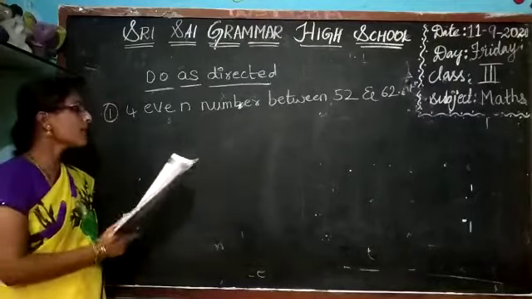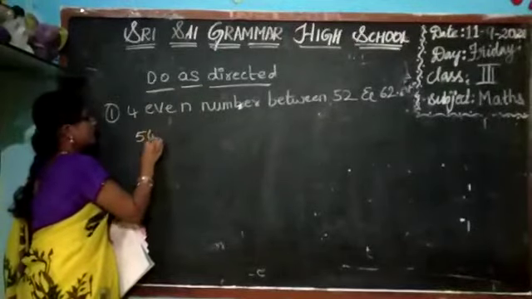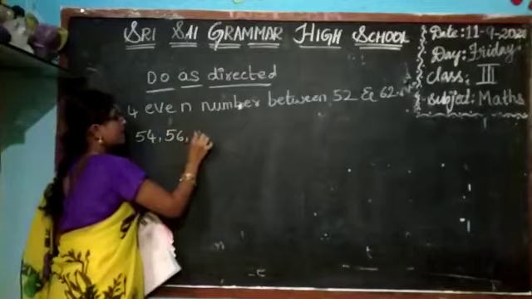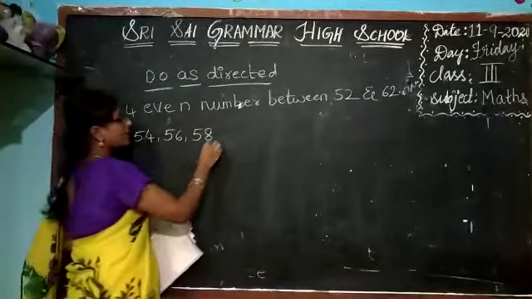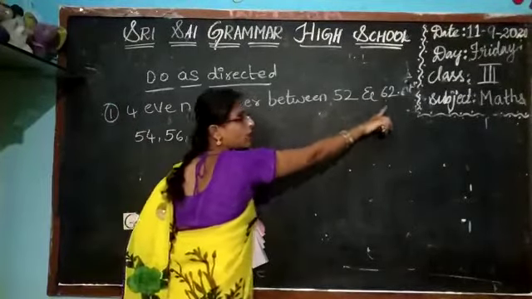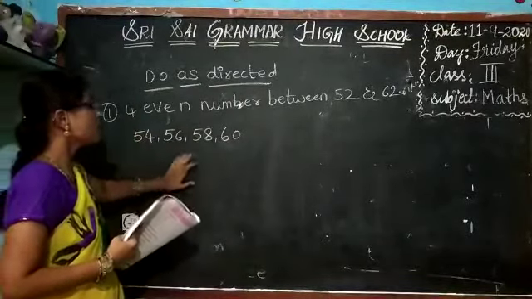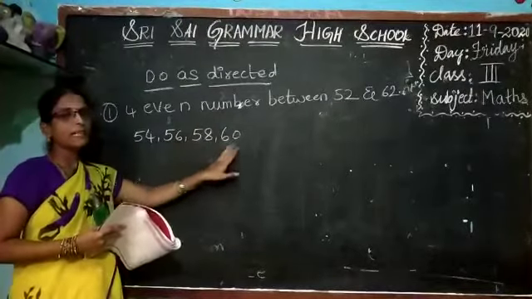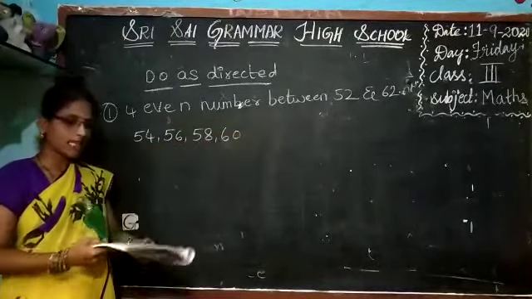So what is the even number after 52? You will get 54. Next, 56. Next, 58. Next, 60. After 60, what will you get? 62. Then what are they asking? What are the four even numbers we are getting in between 52 and 62? 54, 56, 58, 60. These are the four even numbers between 52 and 62.